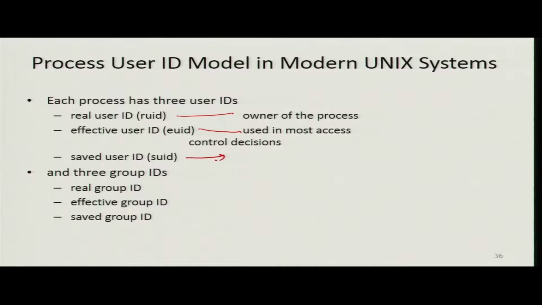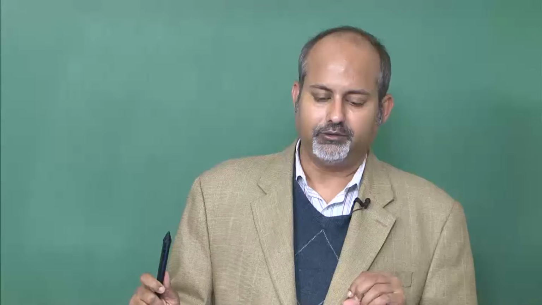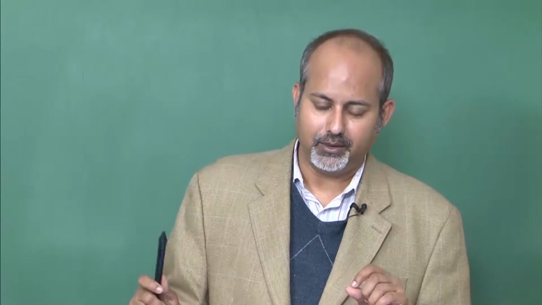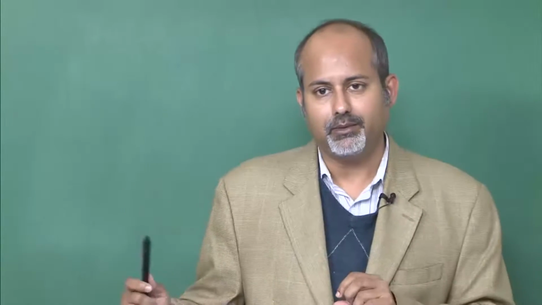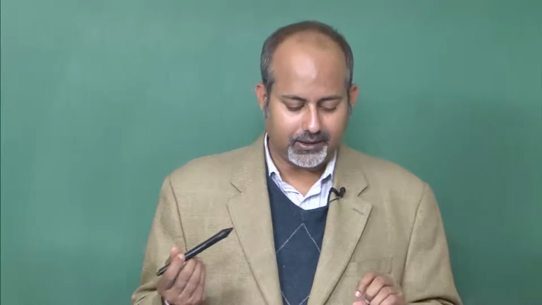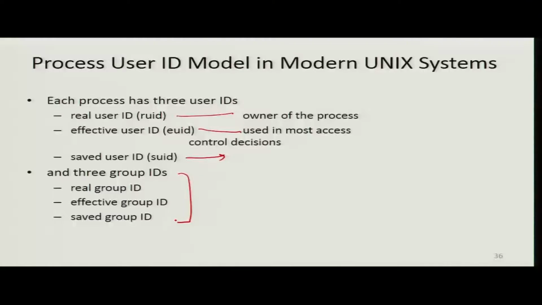And the saved user ID is used to remember, in case you change the effective user ID temporarily, the effective user ID so that you can restore it back. This is normally needed when you are doing a privilege de-escalation followed by a privilege escalation, because once you de-escalate the privilege of your process, then you cannot re-escalate it back to a higher privilege unless somehow you convince the system that you actually de-escalated. And we'll see that a little more, and it's the same thing with the group IDs.